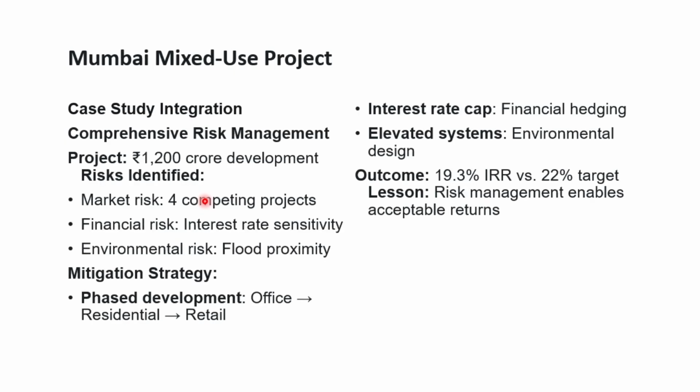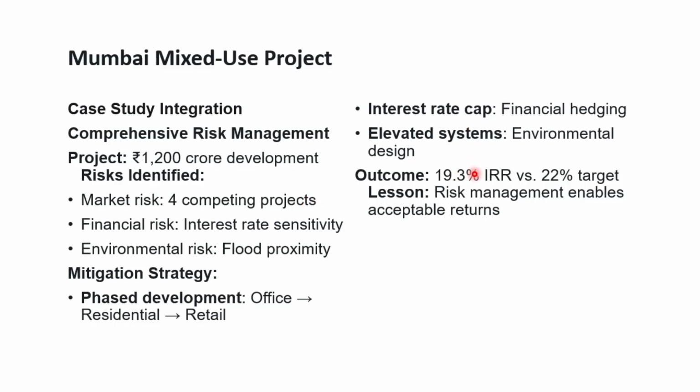the example of a Mumbai mixed-use project, a 1200 crore development project. Market risk from 4 competing projects threatens the absorption and pricing. Financial risk from interest rate sensitivity. Environmental risk from flood proximity. The mitigation strategy here would be phased development, office, residential, retail, which will reduce the market risk by allowing market response validation. Then we have interest rate caps, which provide financial hedging against rate increases. And an elevated system addresses environmental design challenges.